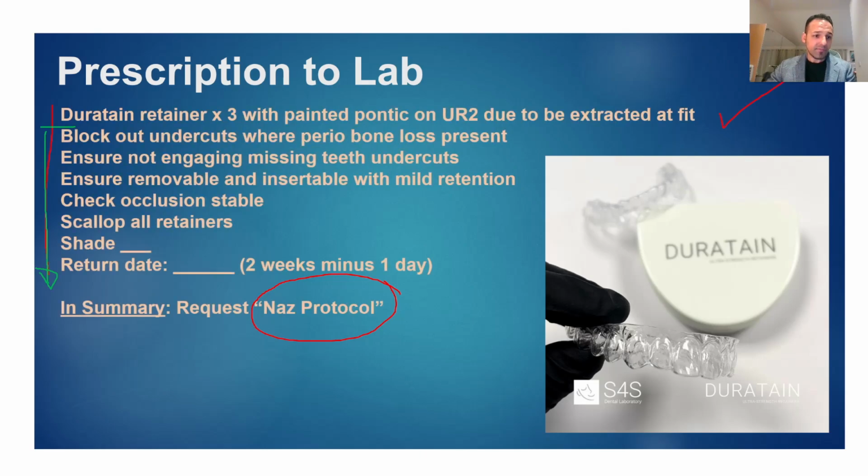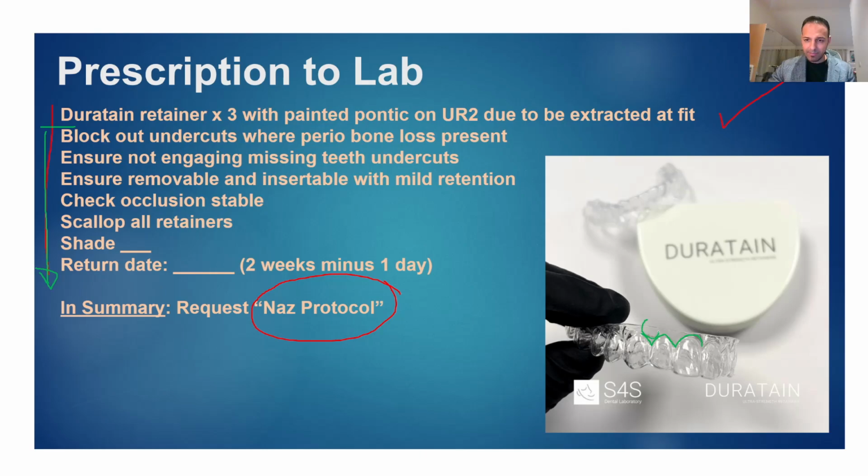So what they do is they ensure that it's not engaging missing teeth undercuts, because then that's when you have problems inserting and removing them. They make sure that it's removable and insertable with a mild amount of retention. They also check that the occlusion is stable. They scallop all the retainers, meaning that this will not exist on your retainer. So this sort of outline here, it will follow the gingival margin.